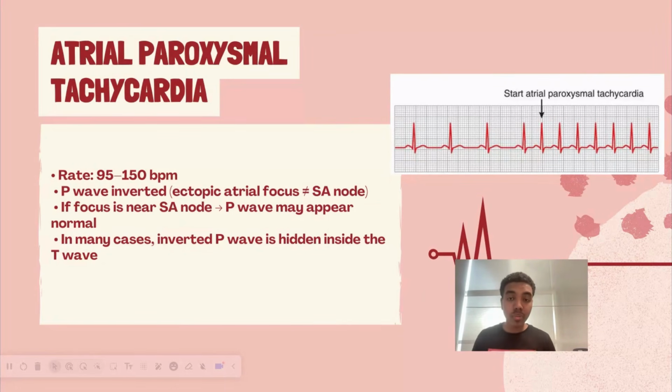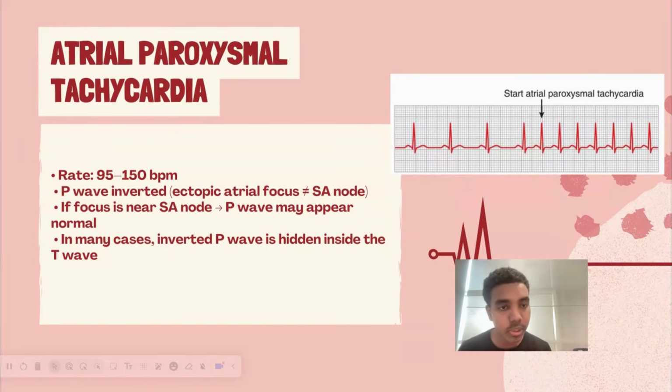Now, if the ectopic focus is close to the SA node, the P wave can look nearly normal, so we have to look carefully. Sometimes the T wave actually hides the inverted P wave, so it can be subtle and easy to miss. You need close inspection of the ECG.